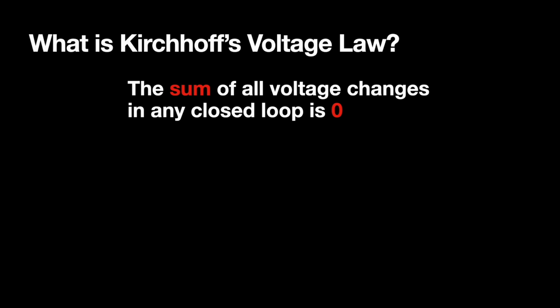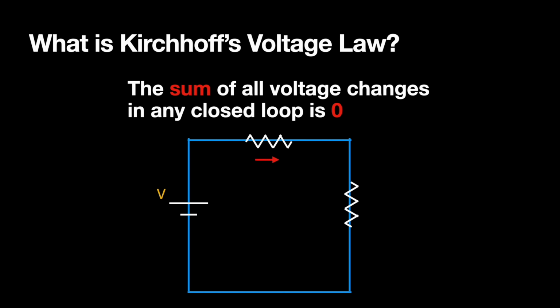Kirchhoff's voltage law states that the sum of all voltage changes in any closed loop is zero. So given this simple circuit with two resistors, we have a voltage drop across the first resistor and one across the second resistor. And mathematically, V minus V1 minus V2 is equal to zero.